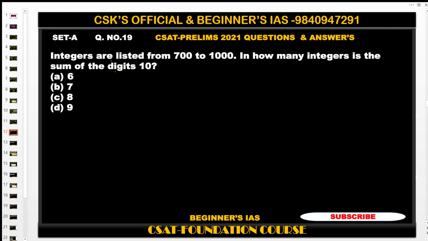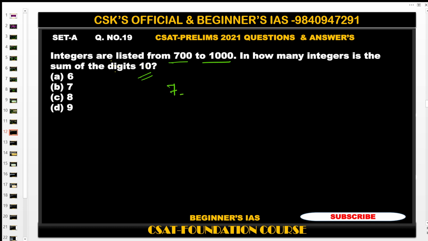This question is a very interesting question and a simple question also. The patience level is very important in your examination. How you are going to deal with this kind of question is important. Read it once or twice, and you will surely get the logic. The integers are listed from 700 to 1000. In how many integers is the sum of the digits 10? Simple. How many integers will be there?